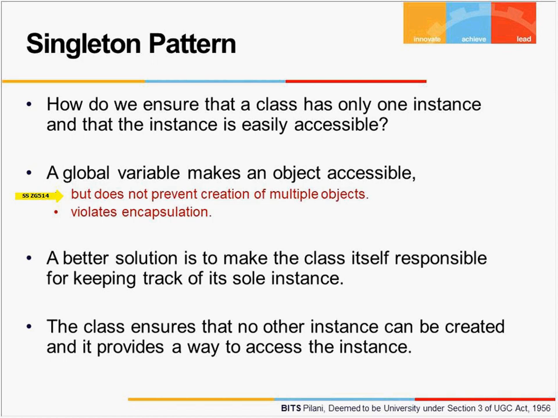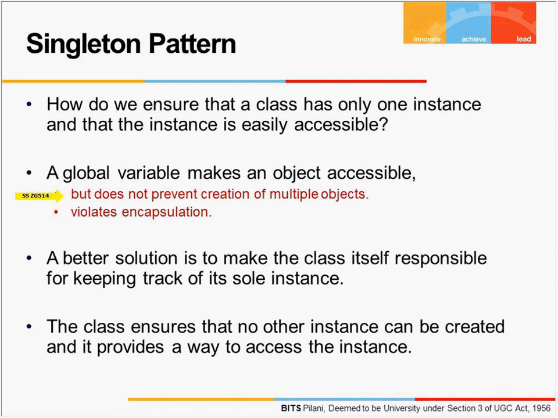Even if this solution works for you, even if you are ready to violate encapsulation and make a global variable and pass it on to the other classes which need to access that instance, it still does not prevent the creation of multiple objects. So we need to find a way to implement a class so that only one instance of that class can be created, and that instance is globally visible to all. Every other class that needs this instance is able to access it.